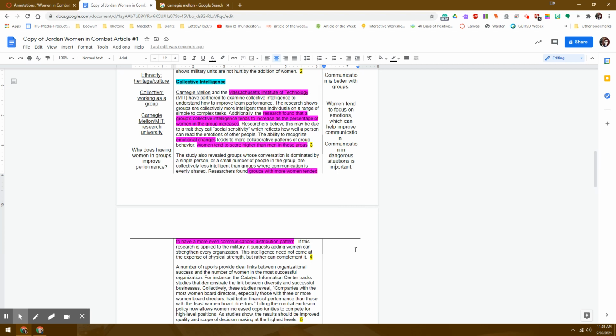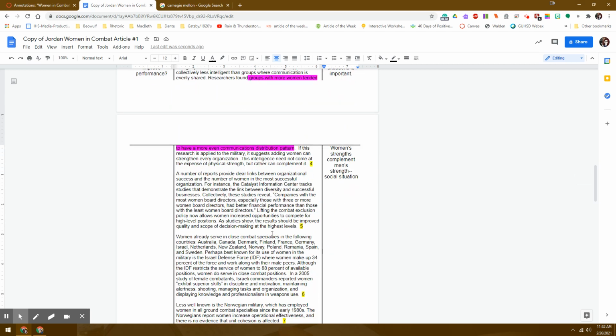Again, we have this idea of important. Communication is important in dangerous situations, but we also have this idea that women's strengths complement men's strengths. So we're not necessarily looking at women to need physical strength, but they can help with social situations. If there's like a military issue where there's hostages or something like that, perhaps that emotional and communication strength could be helpful.